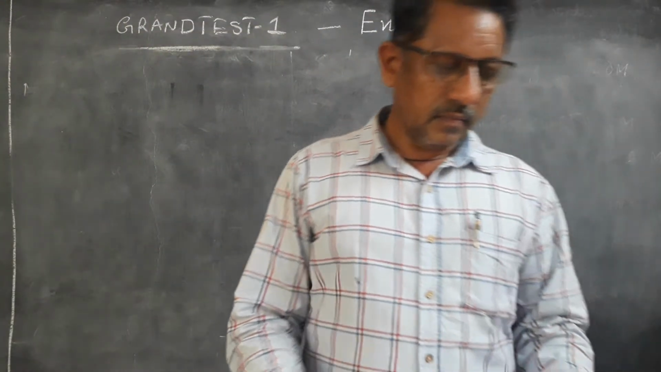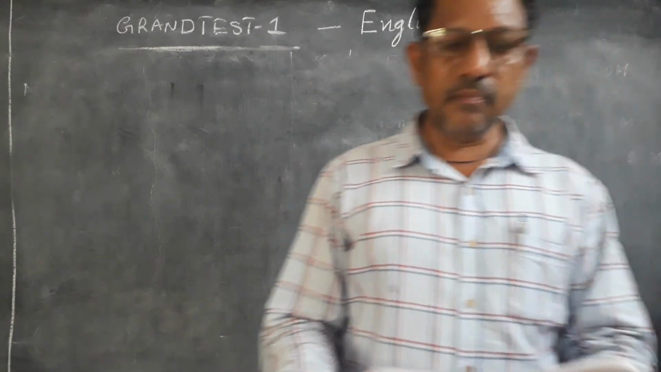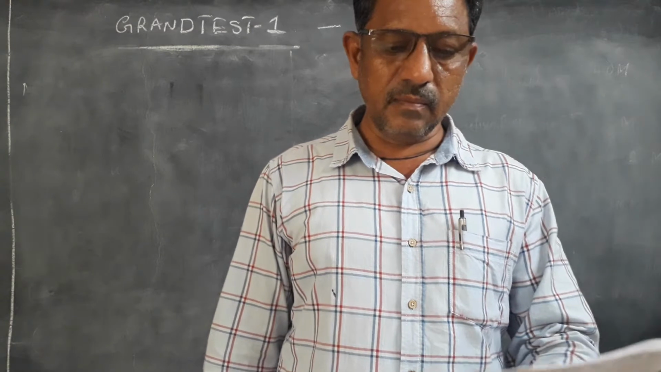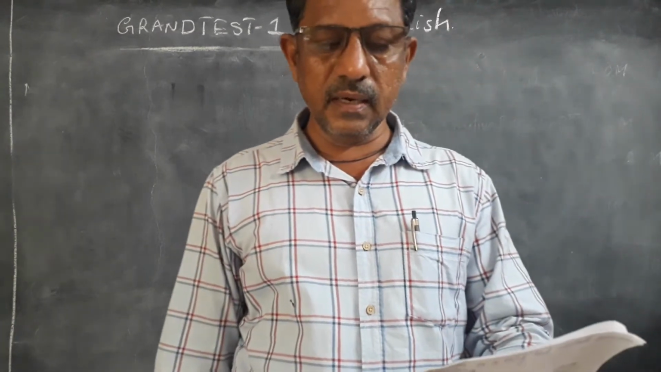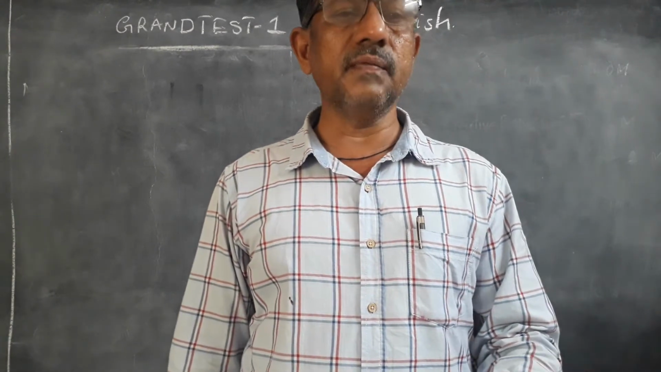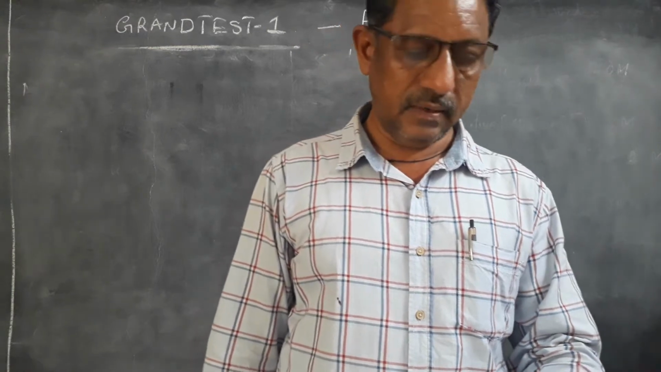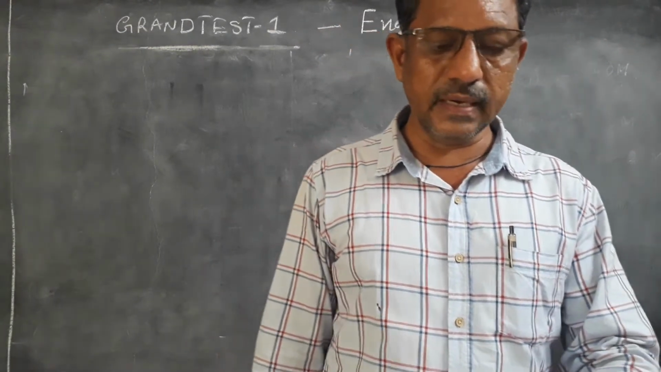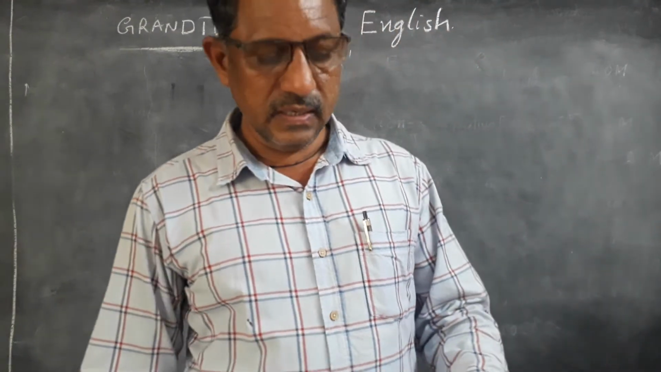Next, stanza from B reading. This stanza is given from the poem Or Will the Dreamer Wake? Questions from 6 to 8. 3 questions are given. They are multiple choice. Each question carries 2 marks, 3 into 2, 6 marks.